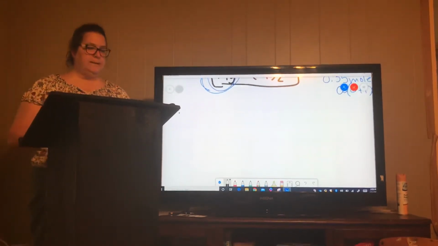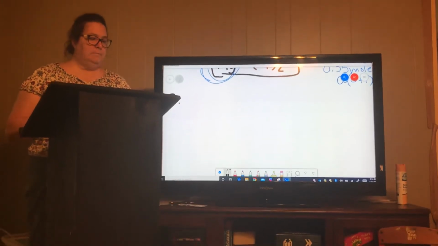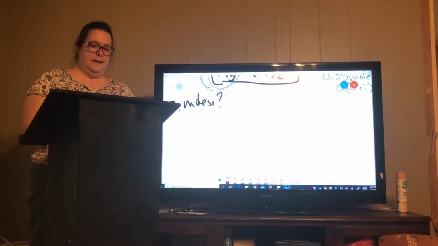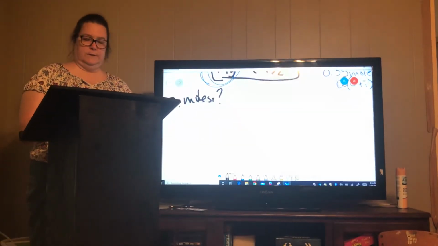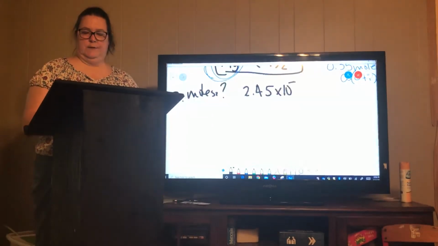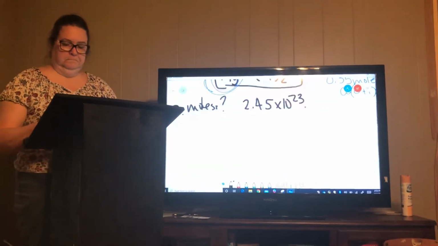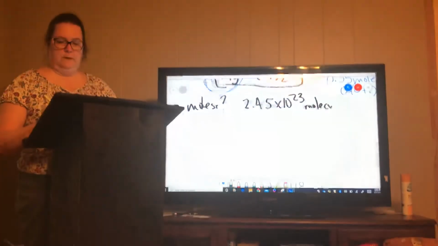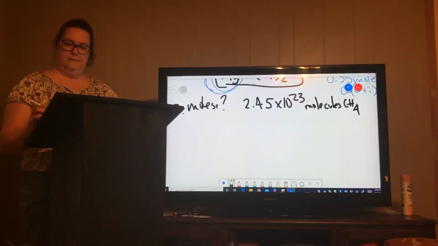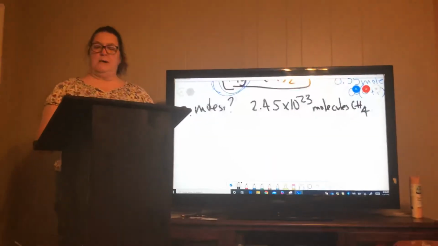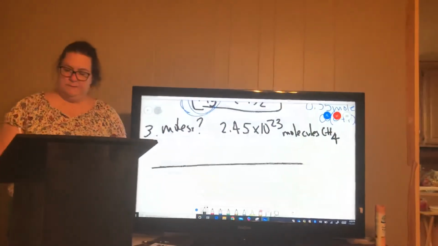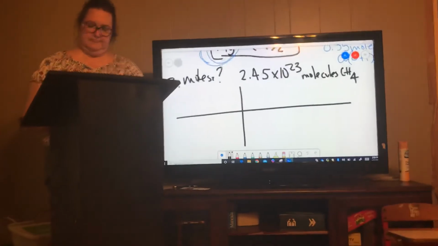Now number 3 asks how many moles are present. So once again, we're looking for moles. And they give us the molecules, which is 2.45 times 10 to the 23rd molecules of CH4. Okay, that's a 4. So I'm going from molecules to moles. So what I can do is put it in my dimensional analysis.